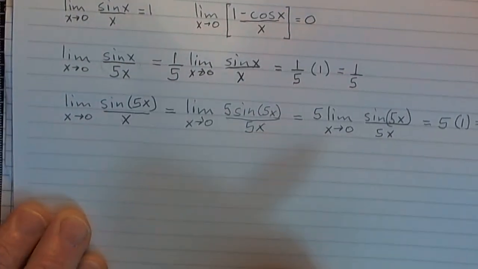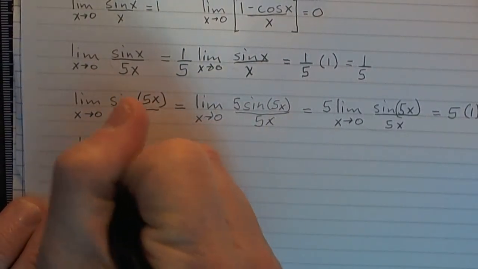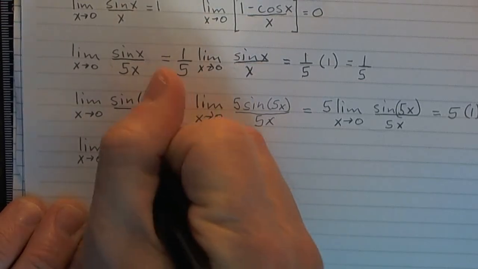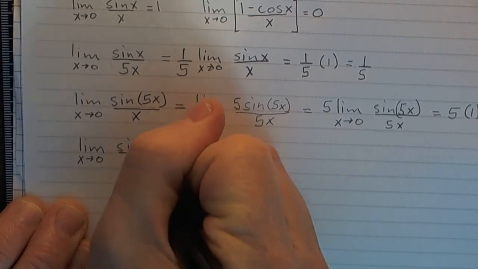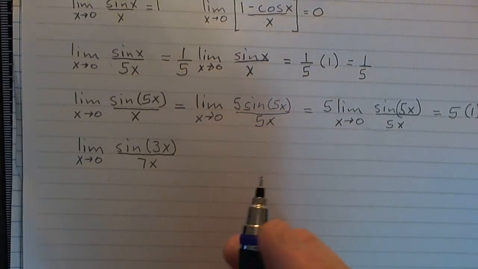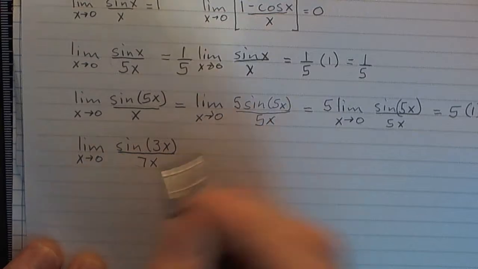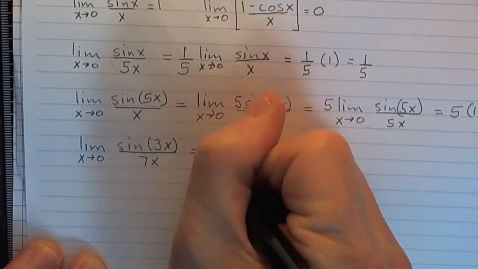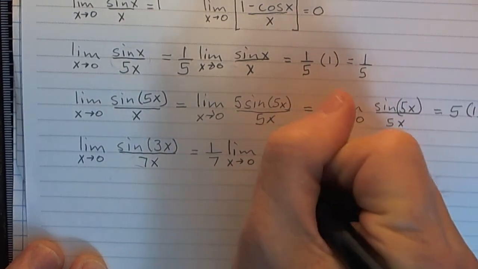Now let's suppose that I've got kind of a combination here. Let's suppose I've got the limit as x goes to 0 of sine of 3x over, let's say, 7x, something like that. Now that's more complicated than what we've had. So let's see what we might do there. Now, first of all, I'm going to factor out this 7, 1/7. Going to get that out. See? So I've got 1/7 times the limit as x goes to 0 of sine 3x over x.